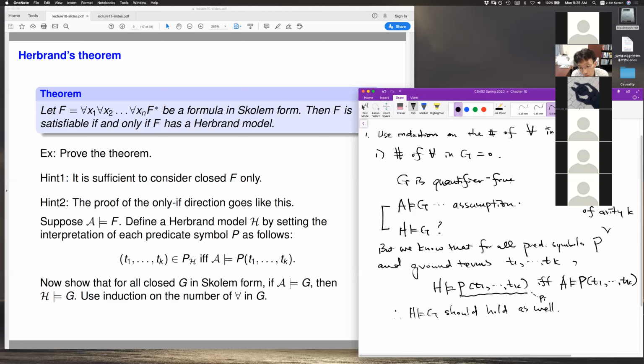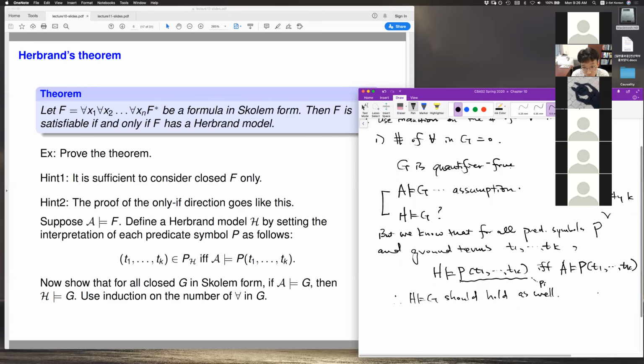So this uses that kind of idea. G, because it's quantifier free, we can view essentially as a propositional logic formula. And if we do so, all the things that matter from A to H are how they are interpreting the predicate symbol for closed terms T1 up to Tk. They are exactly the same. So that's why A satisfies G precisely when H satisfies G. I gave a very long explanation, but hopefully this is a somewhat obvious argument.